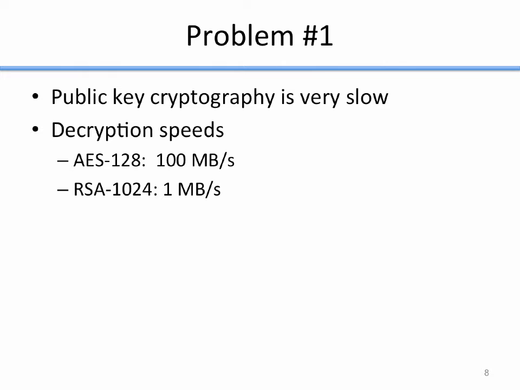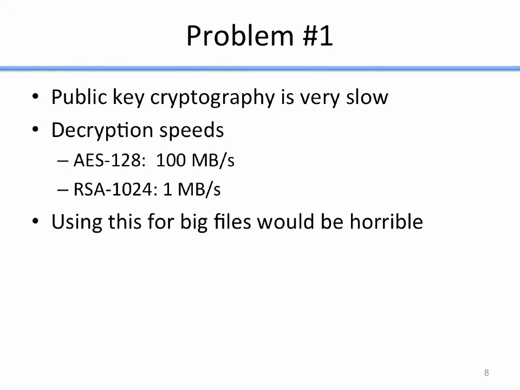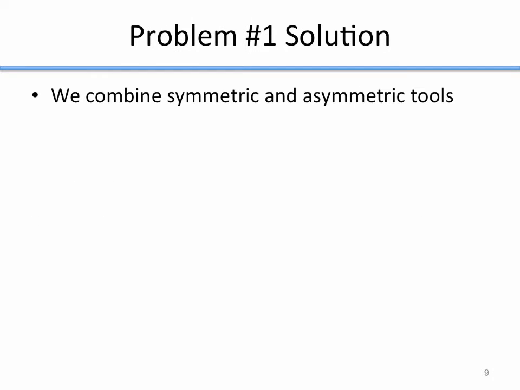That's not good. So if you have a 200 megabyte file that you want to encrypt and send to somebody, you can encrypt it in AES in 2 seconds, or you can encrypt it in RSA in 200 seconds. So that's probably not good. Something like RSA, a public key system, is not good for large files. That would be absolutely horrible, to try and send big files that are encrypted with a public key crypto system. How do we solve this?